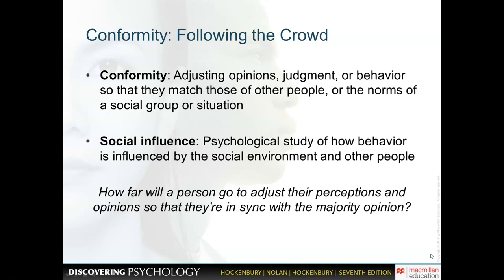The second term I want to make you aware of is what's known as social influence. Social influence is the psychological study of how behavior is influenced by the social environment and other people. Social psychologists are very interested in this. They want to know, hey, how does the environment and other people tend to affect the cognition and behavior of an individual?